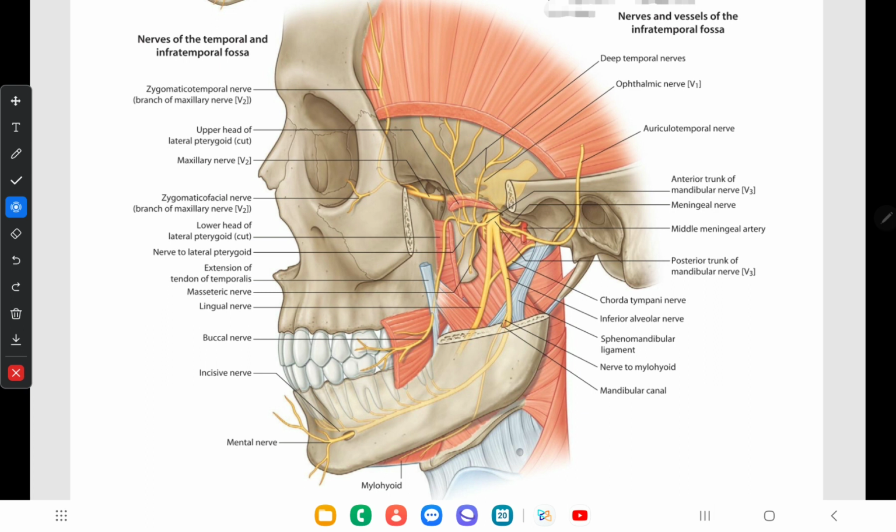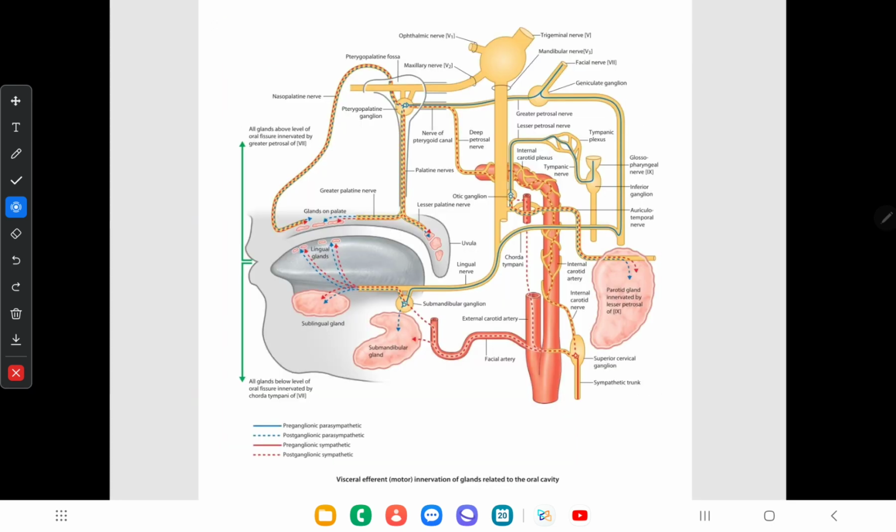Finally, the lingual nerve enters into the oral cavity here, and it supplies general sensory fibers and distributes taste fibers to the anterior two-thirds of the tongue. Here you can see how nerves are going, or nerves supply the tongue and submandibular gland as well as sublingual gland via the lingual nerve. This is the lingual nerve here.